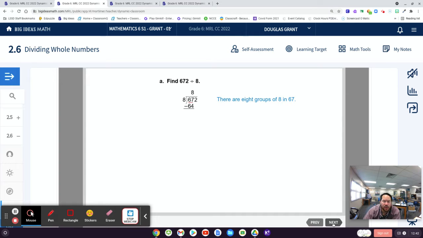And then you got to subtract. So 67 minus 64 is 3. And then you're going to bring down this 2. There we go. Becomes 32. So now how many times does 8 go into 32? Yeah, it goes in 4 times. There are 4 groups of 8 in 32. That 4 is going to go at the top, right above this 2 of the 32. And then 4 times 8 is 32.